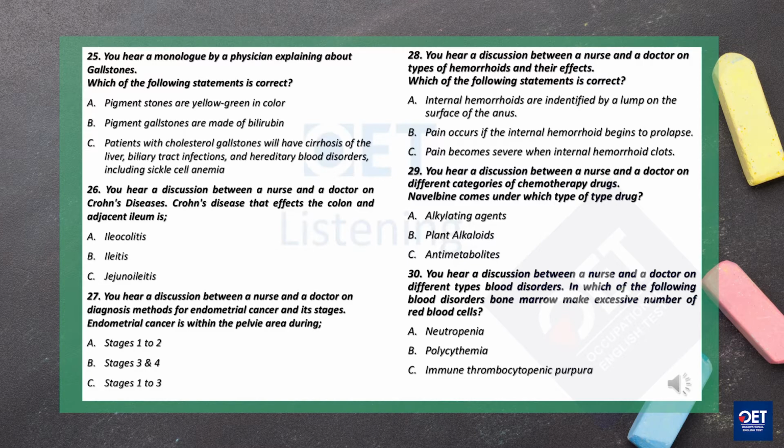Typically, patients with pigment stones have cirrhosis of the liver, biliary tract infections, and hereditary blood disorders, including sickle cell anemia. These are all conditions that produce too much bilirubin, of which the stones are made. Pigment stones tend to be dark brown or black. Cholesterol stones are formed as a result of bile that is made of too much cholesterol or bilirubin and not enough bile salts. They can also form when the gallbladder fails to empty during the digestive process. They are usually yellow-green gallstones, which are the most common type.